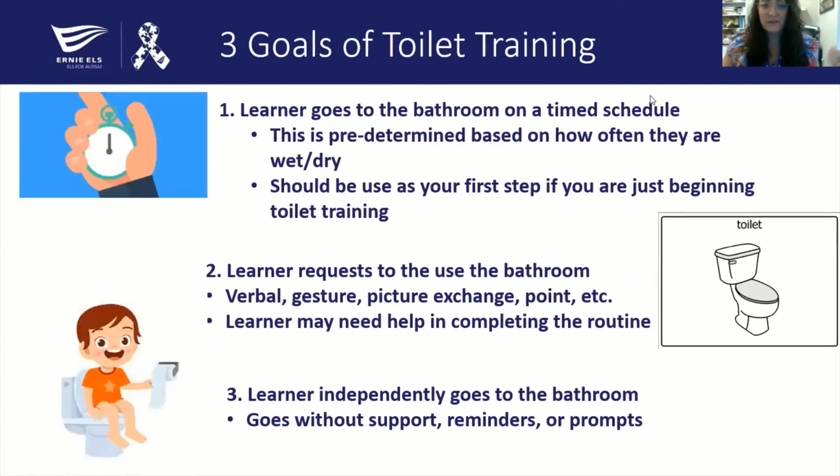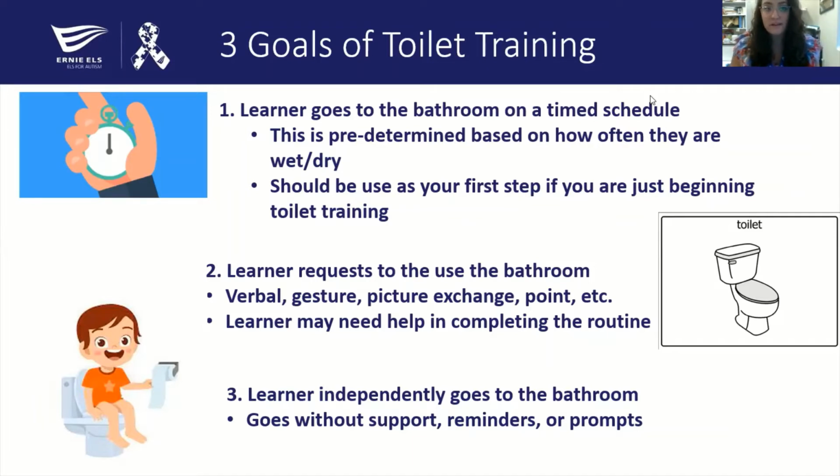So what are our goals within toilet training? When you're establishing a toilet training plan, these are the 3 goals to consider. You want to think about these 3 goals when determining what works for you and where you might want to get started. So number 1, the learner goes to the bathroom on a time schedule. This is step 1, where a predetermined schedule is based off of their wet and dry schedule. We're going to review all of these things in a few short minutes.